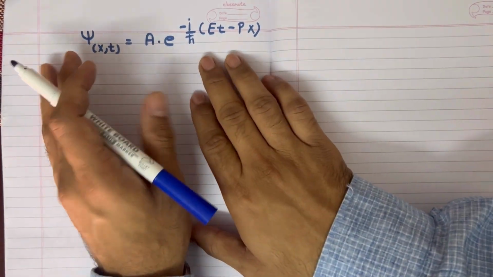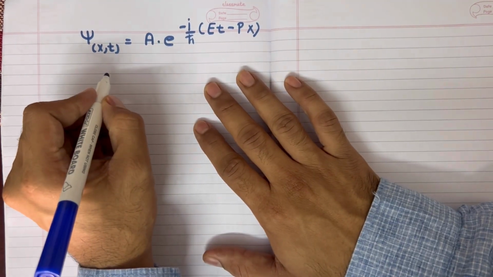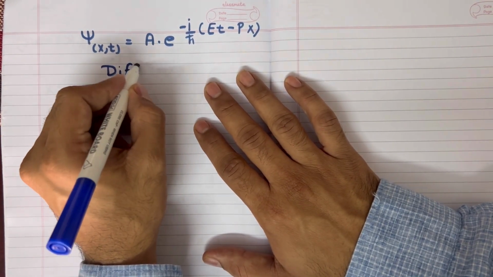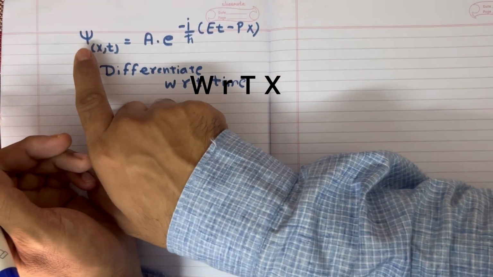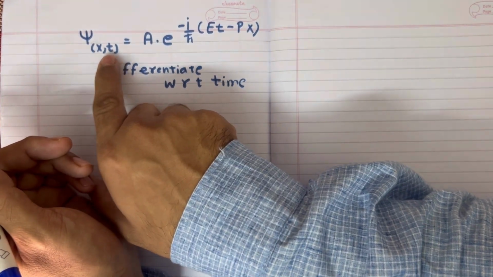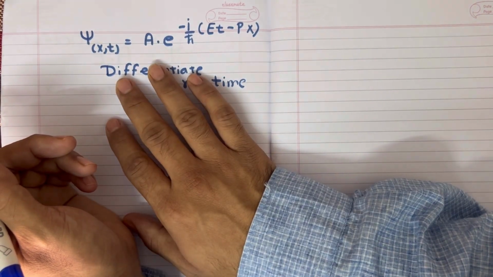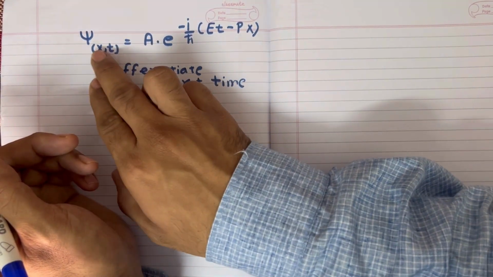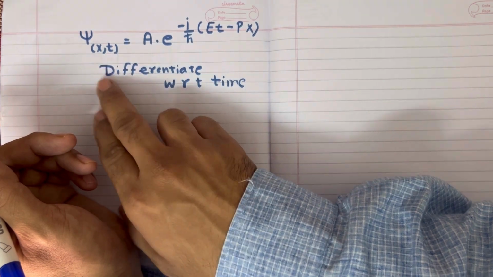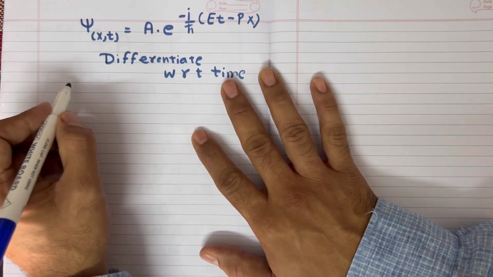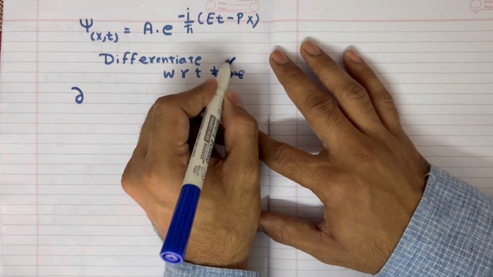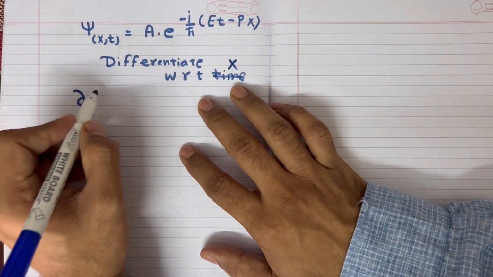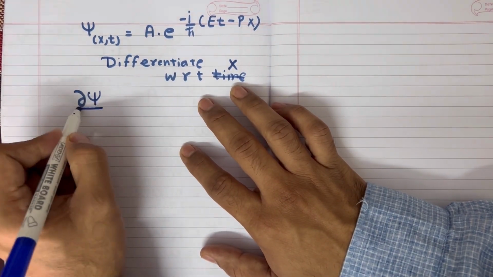After this, let us now differentiate this equation. We have to go for partial differentiation because this wave function depends on x and t both. So it has dependence on both variables x and t. First we can take the partial derivative with respect to x. Let's take with respect to x first. So it will be like this.